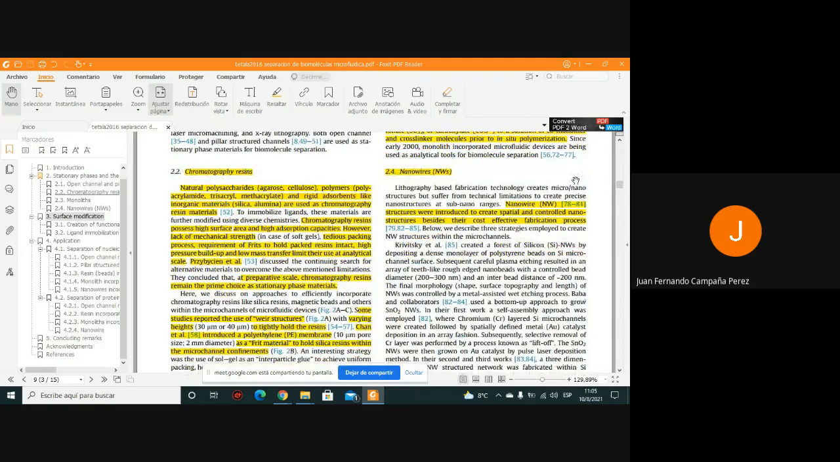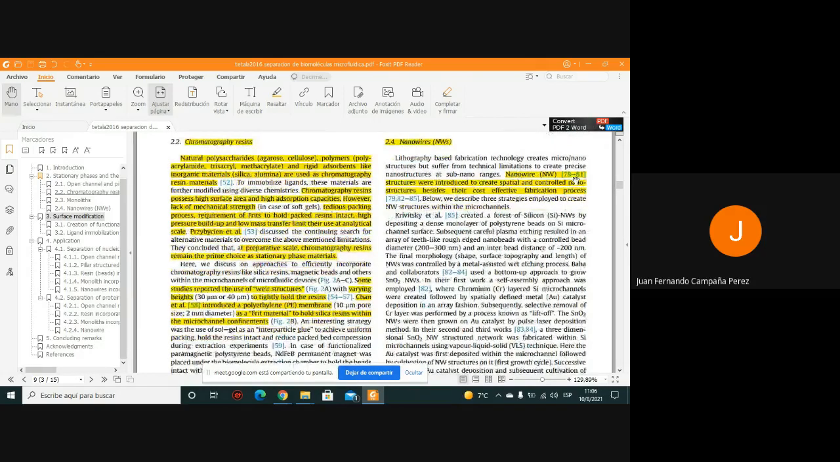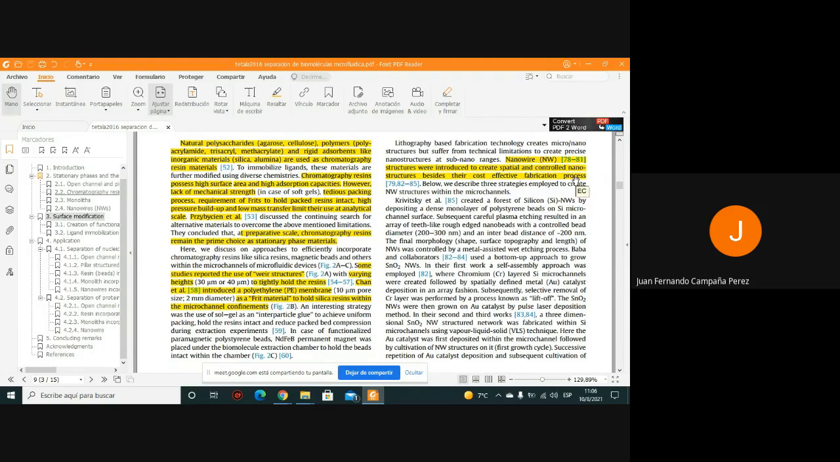This group of scientists discussed the continuing research for some alternatives, and at a preparative scale, they say that the chromatography resins remain the prime choice as stationary phase materials. Some of the studies reported the use of weir structures, varying the heights to tightly hold the resins. Chan et al. introduced a polyethylene membrane as a frit material to hold silica resins within the microchannel confinement.